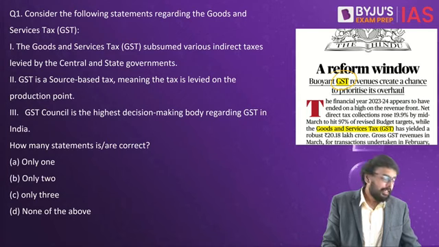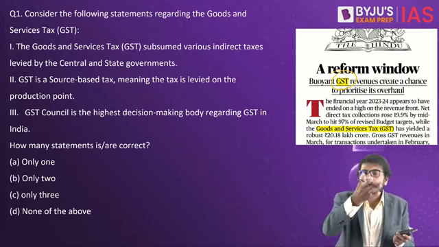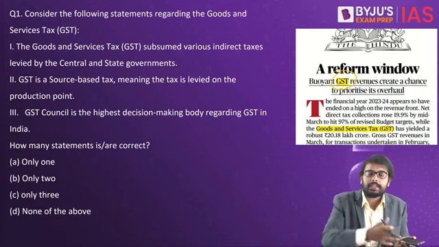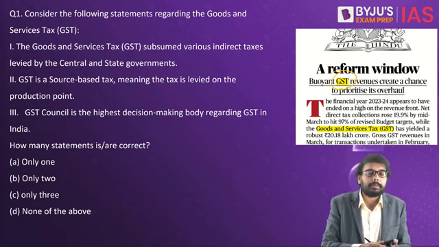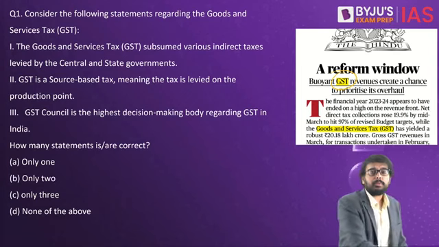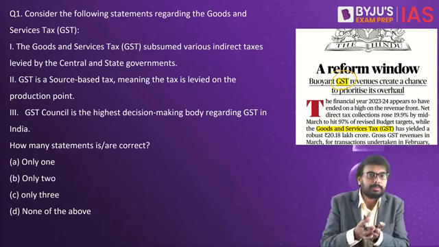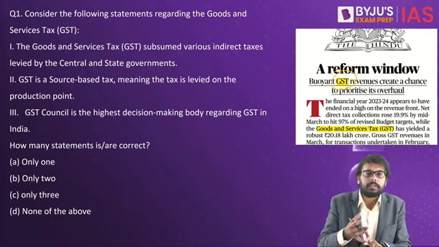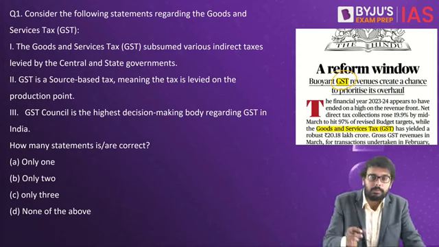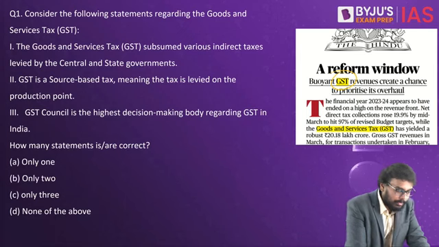Say for example, this is a product. For this product, Karnataka government would impose a separate tax, and Tamil Nadu government would impose a separate tax. Union government had a different indirect tax. But what did your GST do? Your GST subsumed all these indirect taxes. Some of the indirect taxes were subsumed, barring a few, say on liquor, on petroleum, etc. Barring a few, most of the indirect taxes were subsumed into one tax. So that is called your GST. So statement 1 is absolutely right.